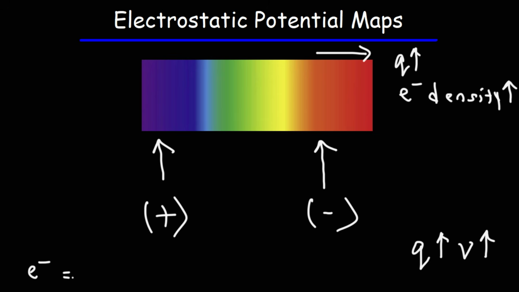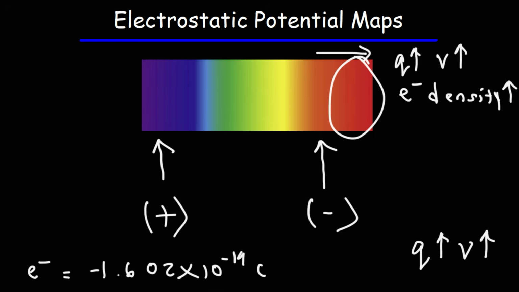Keep in mind, each electron has a charge of negative 1.602 times 10 to the negative 19 coulombs. So if you have 2 electrons, the charge will be negative 3.2 times 10 to the negative 19 coulombs. So the more electrons that you have in a region, the greater the charge. And as the charge increases, the electric potential increases. So the color red has a more negative electric potential than the color orange. You have more electrons in the red region, you have more negative charge, and you have a higher negative electric potential.